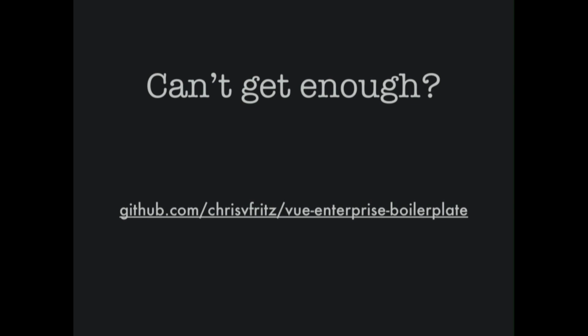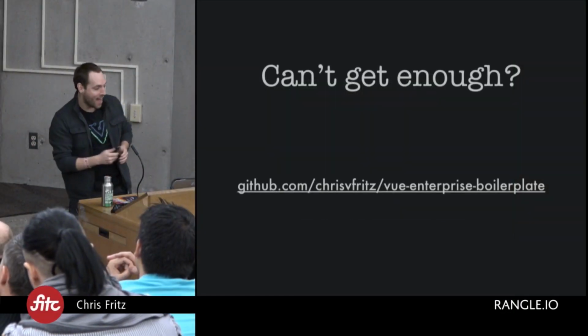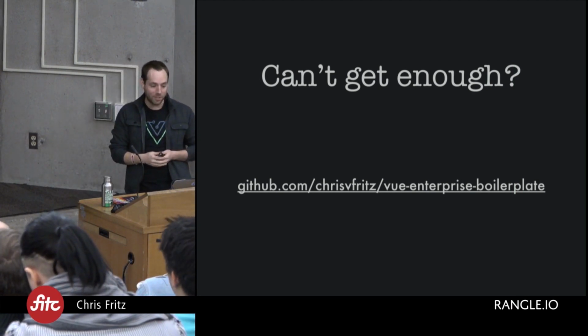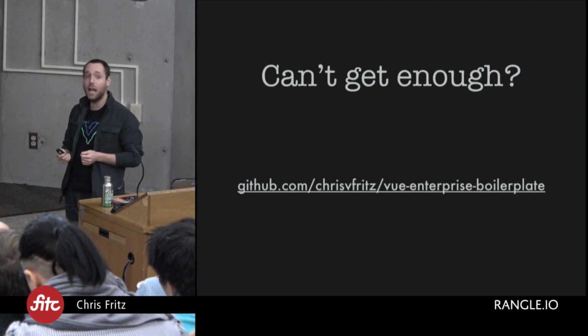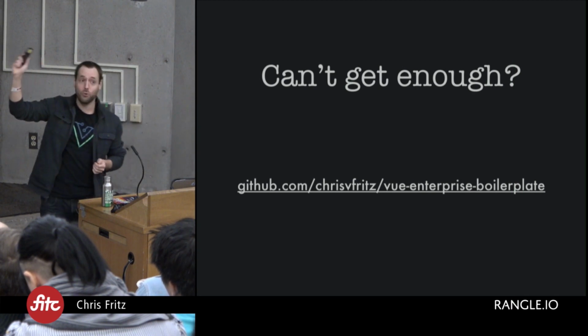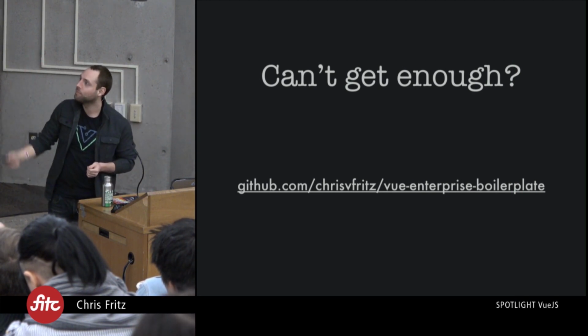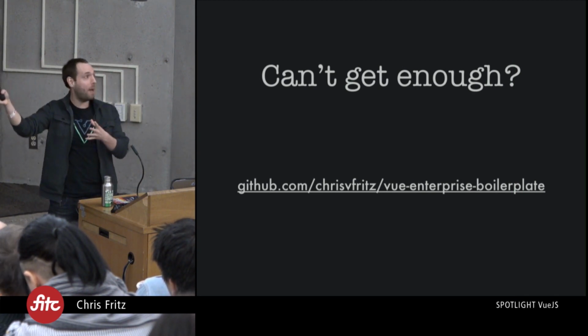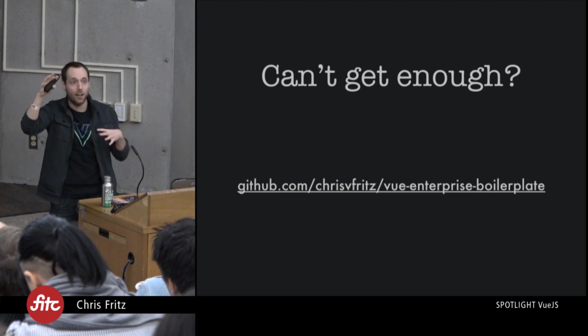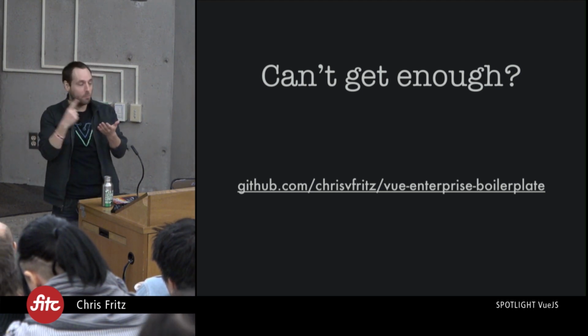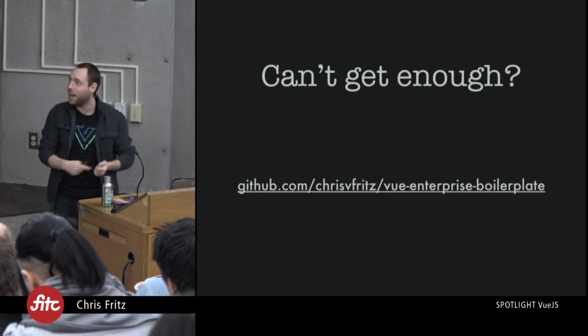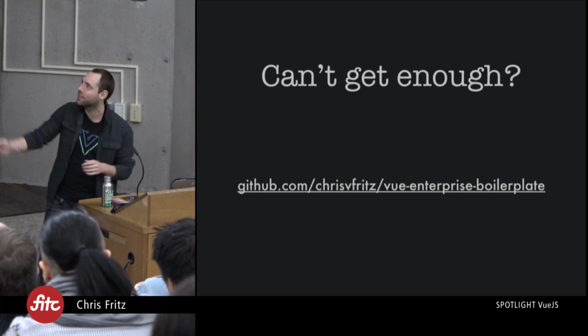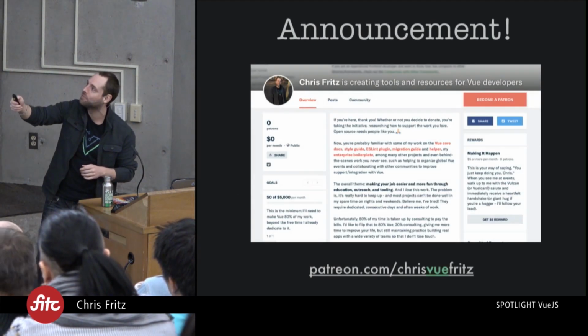If you can't get enough, that was my last tip. If you can't get enough, I recommend checking out github.com/crispyfritz/Vue Enterprise Boilerplate. This is a recently released project that has a lot of these patterns in it, described in detail in the source code, including more examples for how to handle authentication in apps and all sorts of things. I highly, highly recommend it.